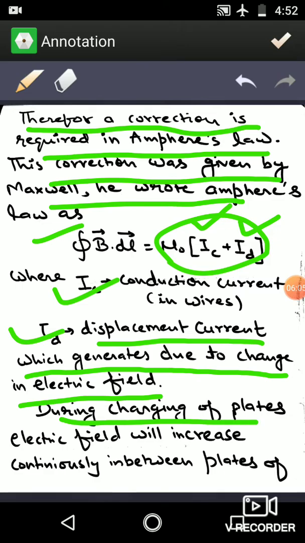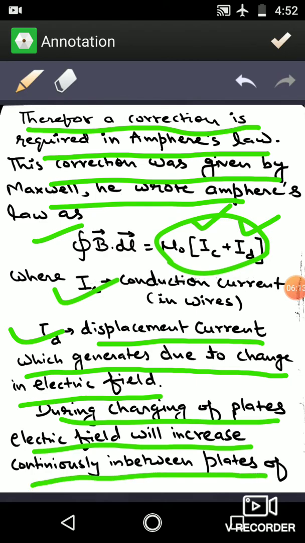During the charging of the plates, the electric field will increase continuously in between the plates of the capacitor. Let us move on to the next page.